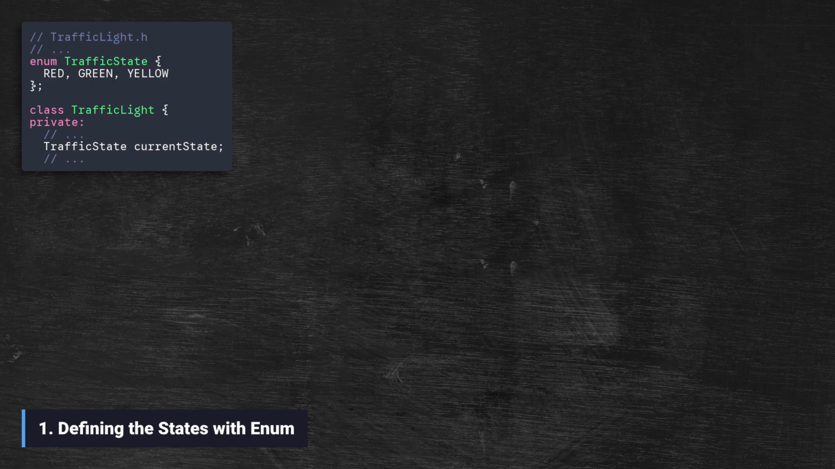To make our code readable, we use an enumeration. In the header file, we define TrafficState with 3 values: red, green, and yellow. We then create a private variable called currentState to keep track of which light is active.